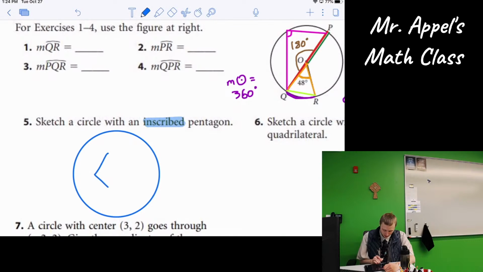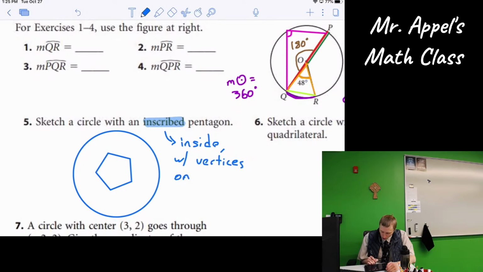Does that mean I draw a pentagon inside my circle just anywhere? Not exactly. To be inscribed, it must be not only inside the circle, but with vertices on the circle. And I don't just mean some of it. Can I get that back again? Nope, you have to do it this way.